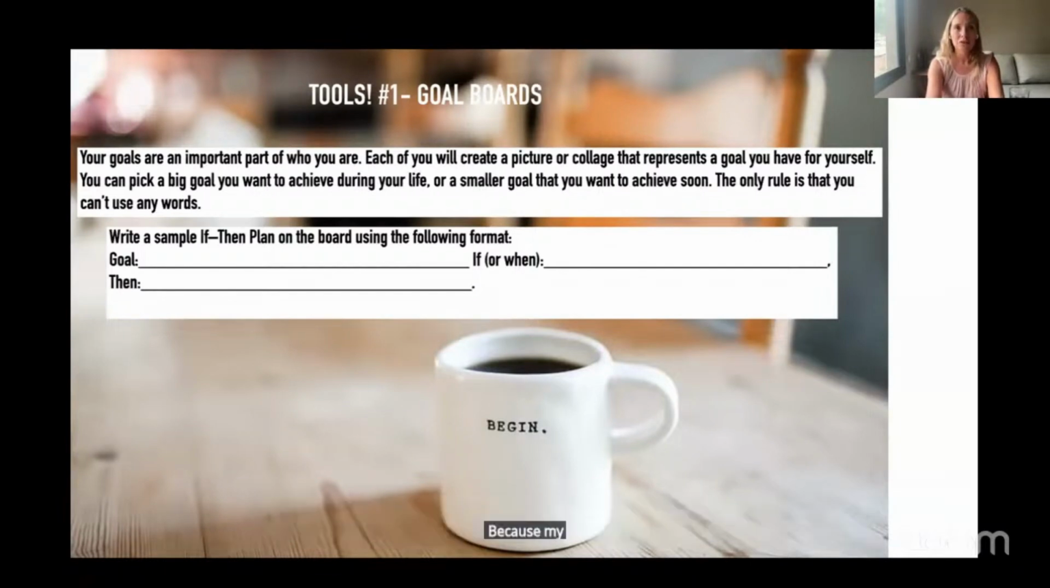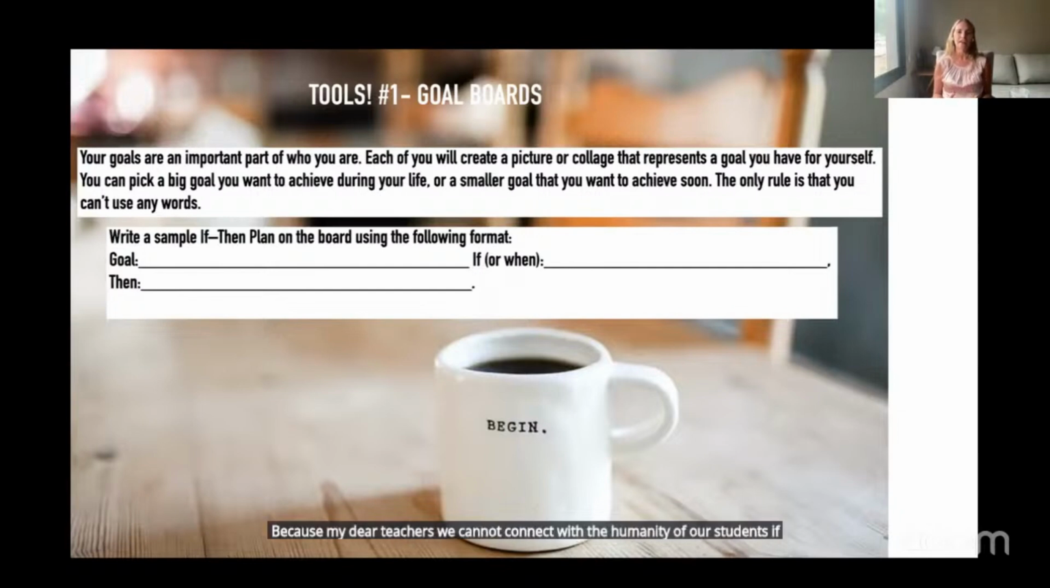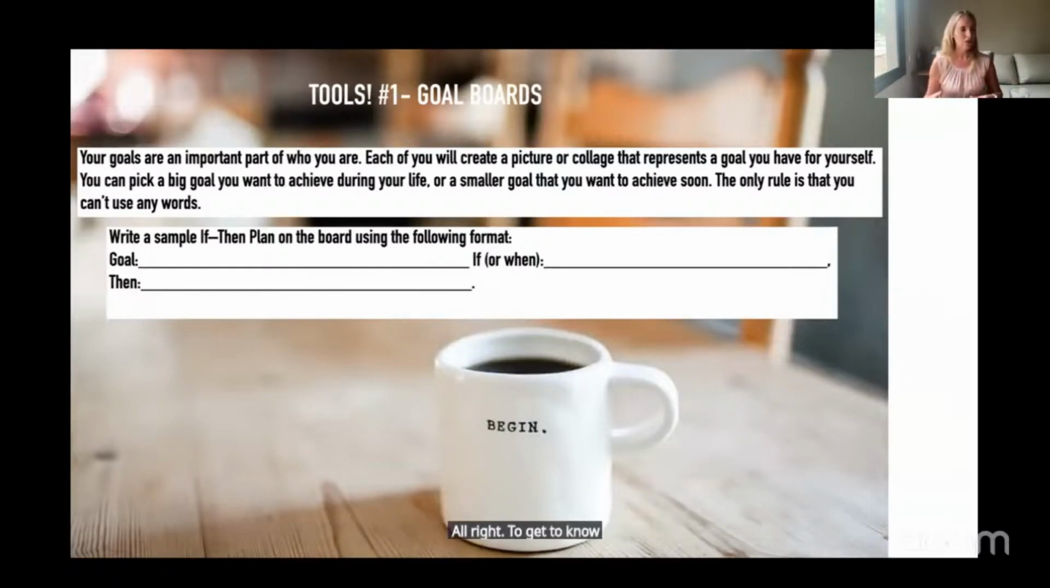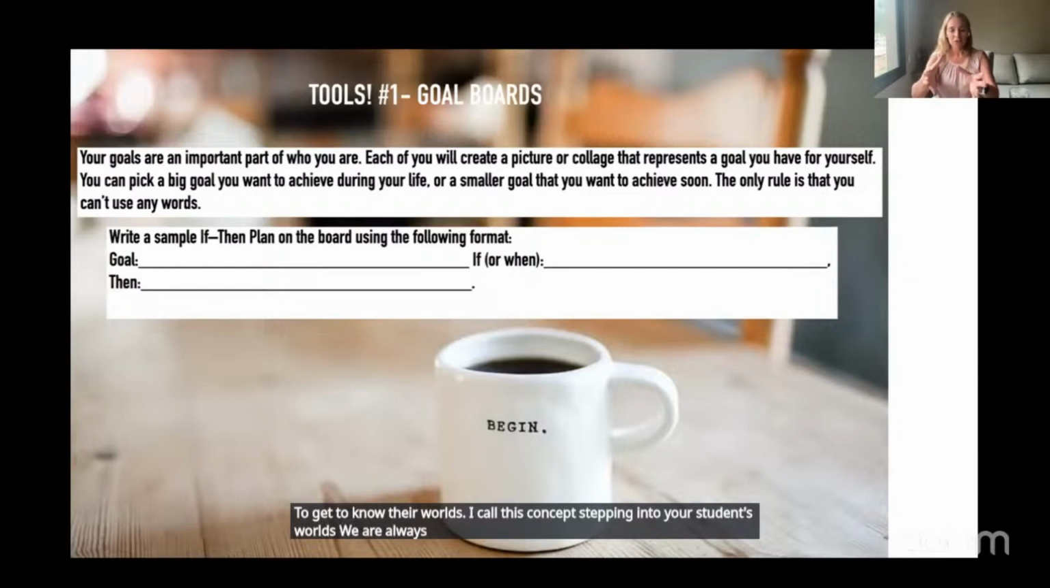Because my dear teachers, we cannot connect with the humanity of our students if we don't know who they are. So one of our most important roles should be to get to know our students, all right? To get to know their passions, to get to know what they care about, to get to know their worlds. I call this concept stepping into your students' worlds. We are always dragging our students to come into our adult educators' syllabus, exams worlds. We need to take a step into their worlds so that we can truly connect with them. Let me move forward.